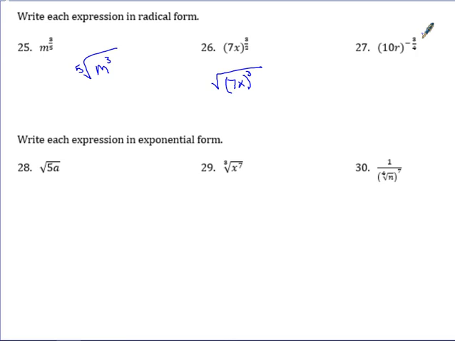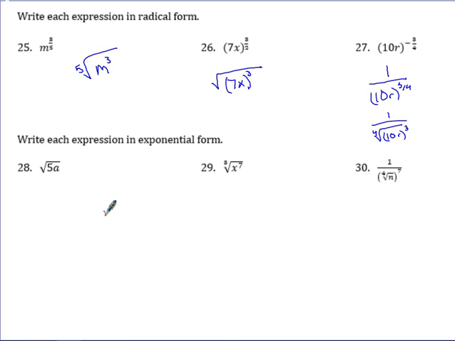All right, now we have a negative root. To make roots positive, we move them to the bottom of a fraction. So that would be 1 over 10r to the 3/4. And then to rewrite that as a radical, it would be 1 over the 4th root of 10r to the third power.